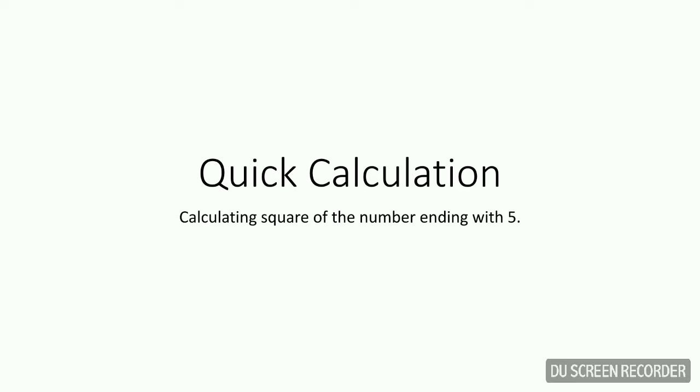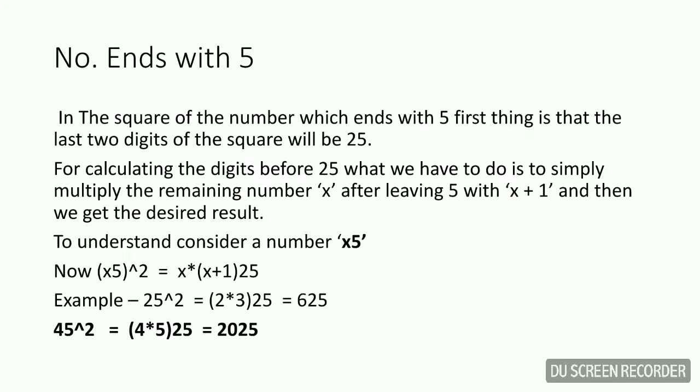एक ट्रिक की मदद से, कैलकुलेटिंग द स्क्वायर ऑफ द नंबर एंडिंग विथ 5। सो व्हाट वी विल डू हियर, लेट्स सी। सो एनी नंबर which ends with 5, calculating the square of such a number which is ending with 5 is very easy. You know what is 5 square? It is equal to 25.